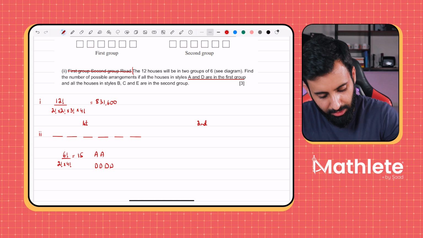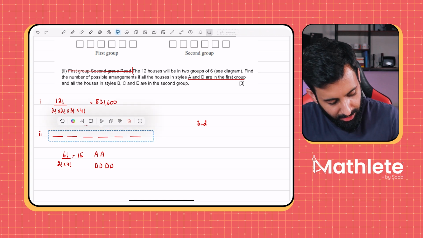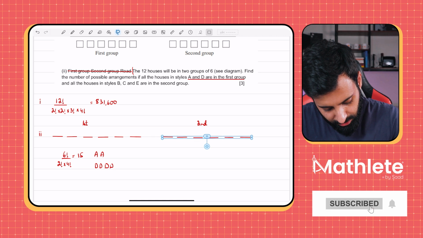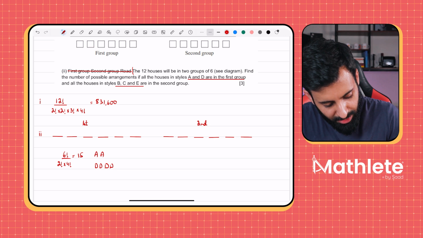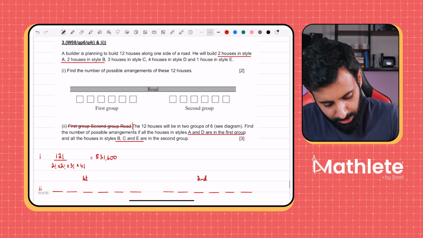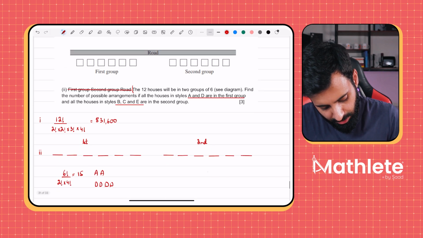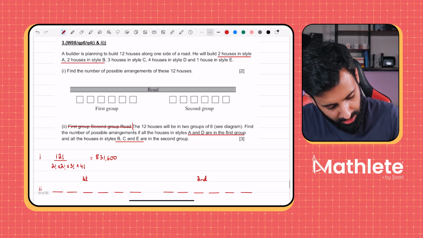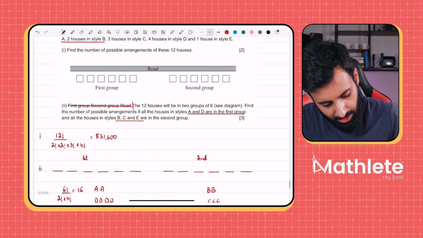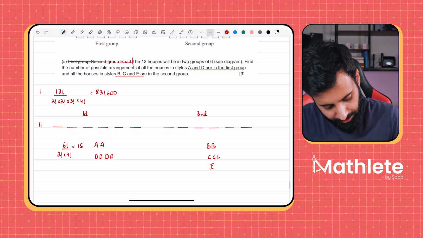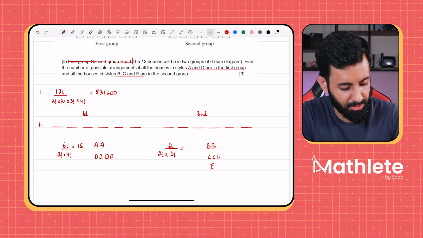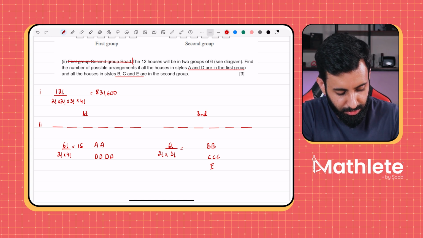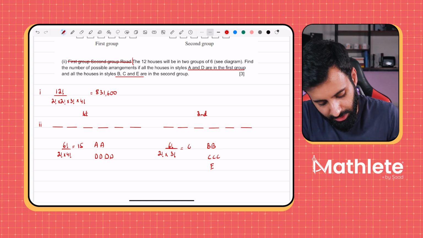Now let's talk about the second group. So once again, in the second group, there are an equal number of houses. But in the second group, we have all of style B, C, and E. So let's go back to the question. There are 2 houses in style B, 3 houses in style C, and there's only 1 house in style E. Okay, so how many ways can you arrange 6 objects? 6 factorial, but among these 6, there are 2 that are identical and 3 also that are identical. So we get 6 factorial over 2 into 3 factorial, which is 6. That's equal to 60.